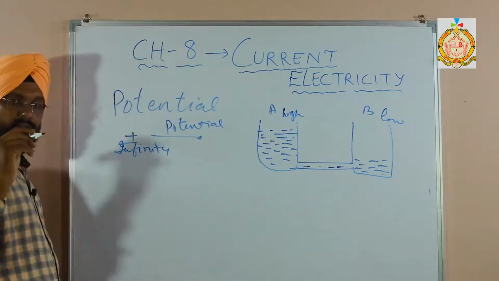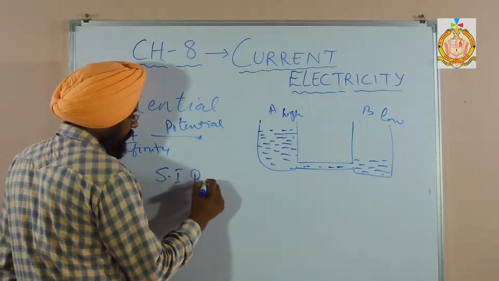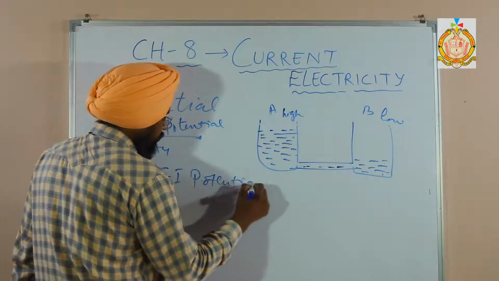Now we are going to talk about the SI unit of potential. The SI unit of potential is the volt, V.